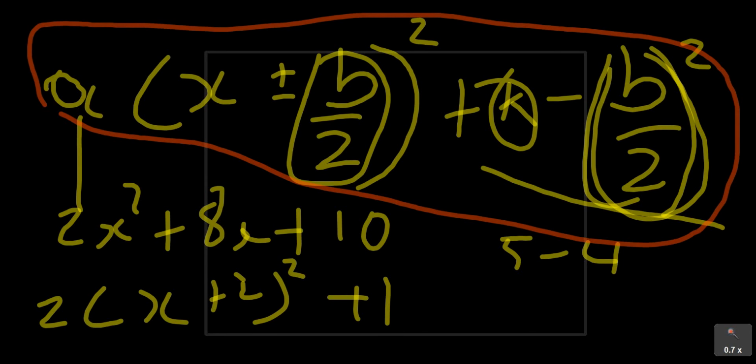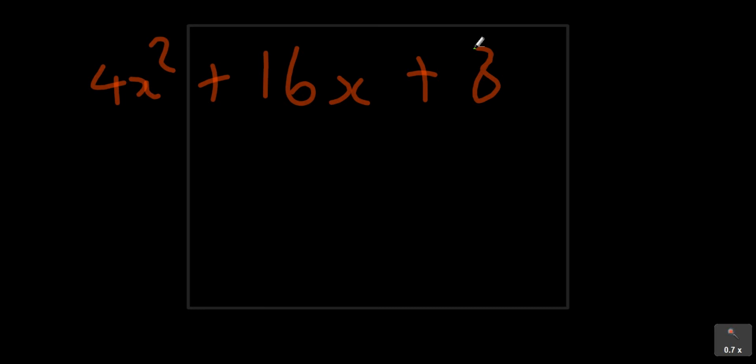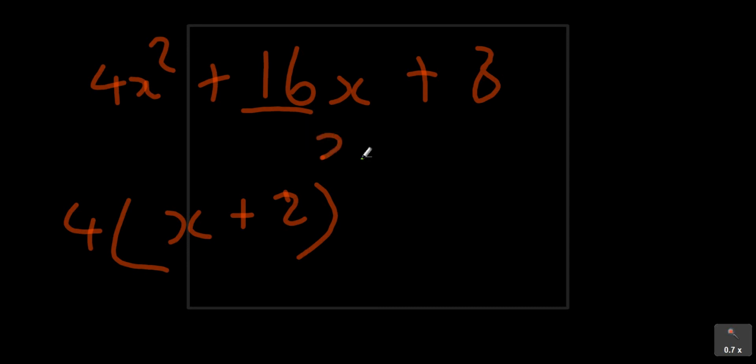Let's do one. Let's say we have 4x squared plus 16x plus 8. So we can predict what our answer is going to be. A is going to be 4. We know that. We're going to have an x. When we factor this by 4, we're going to get 4. And so half of 4 will be 2. We're actually predicting it, because we're going to have this there.